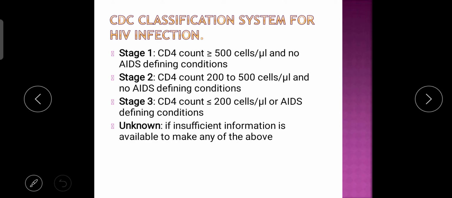Next is the CDC classification system for HIV infection, meaning based on the CD4 count how we are going to classify. There are 4 classifications: stage 1, 2, 3 and unknown. In 1, the CD4 count is more than 500. In 2, the count is between 200 and 500. In 3, it is below 200. And unknown is when insufficient information is available to make any of the above classifications, meaning you are not able to find out any of the above counts.